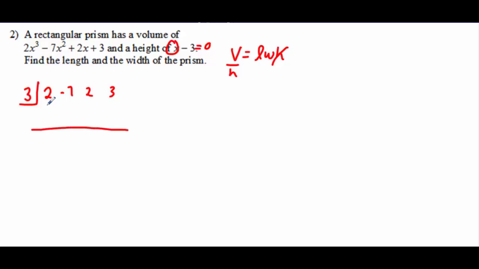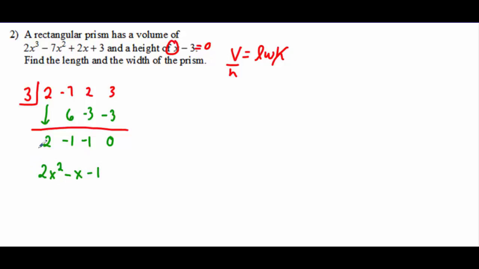You just have to remember that the first number just drops down, and then you go back and forth multiplying and adding. Multiply 3 times 2 and get 6. Add negative 7 plus 6 and get negative 1. 3 times negative 1 is negative 3. 2 plus negative 3 is negative 1. 3 times negative 1 is negative 3. 3 minus 3 is 0. So what we get is that our length times our width is 2x squared minus x minus 1.